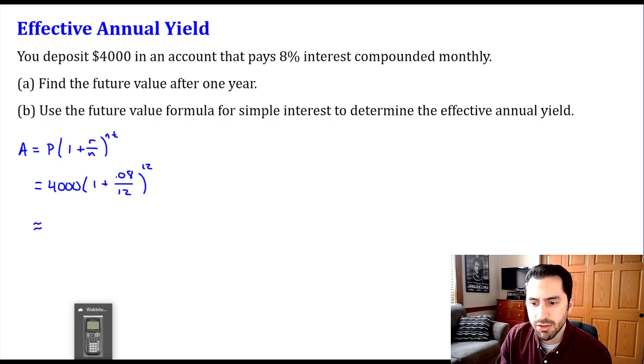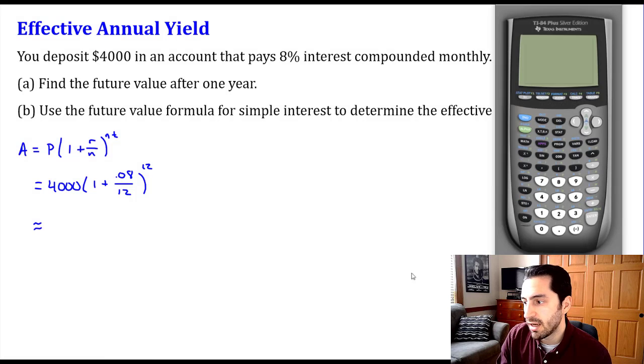And so now we can type this into our calculator. And again, we just need to make sure that we work our way from the inside out. So we have 0.08 divided by 12. We'll do our decimal first. To that, we're going to add 1. And then this is what's inside our parentheses, and that's going to be raised to the 12th power. So we get about 1.083, and then we're going to multiply that by 4,000.